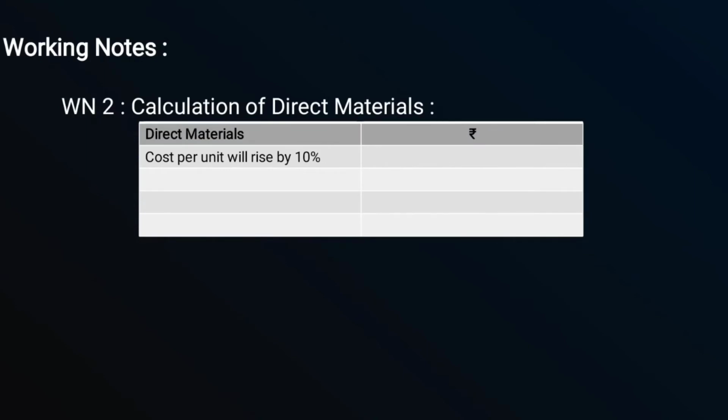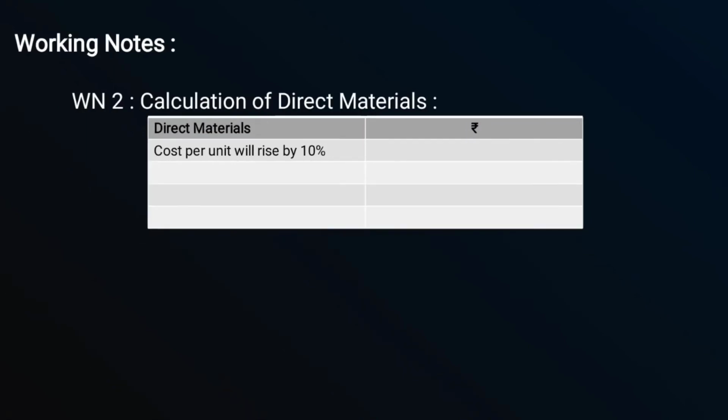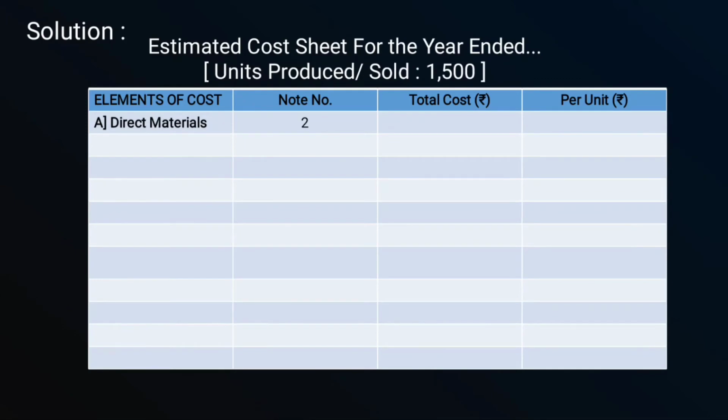Cost per unit will rise by 10%. So cost per unit of previous year is 1,800, which will rise by 10%, which will be 180. So the increased cost amount will be rupees 1,980. So note 2, as we have prepared working notes, total cost will be rupees 29,70,000 and cost per unit will be 1,980 per unit.